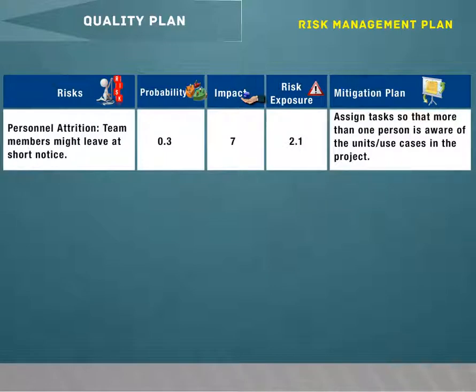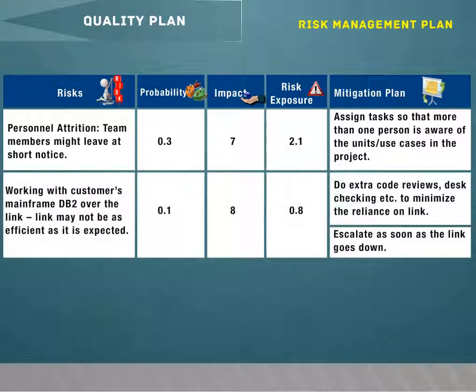Personnel attrition. Team members might leave at short notice. 0.3, 7, 2.1. Assign tasks so that more than one person is aware of the units or use cases in the project. Working with customers' mainframe DB2 over the link may not be as efficient as expected. 0.1, 8, 0.8. Do extra code reviews, desk checking, etc. to minimize the reliance on the link. Escalate as soon as the link goes down.